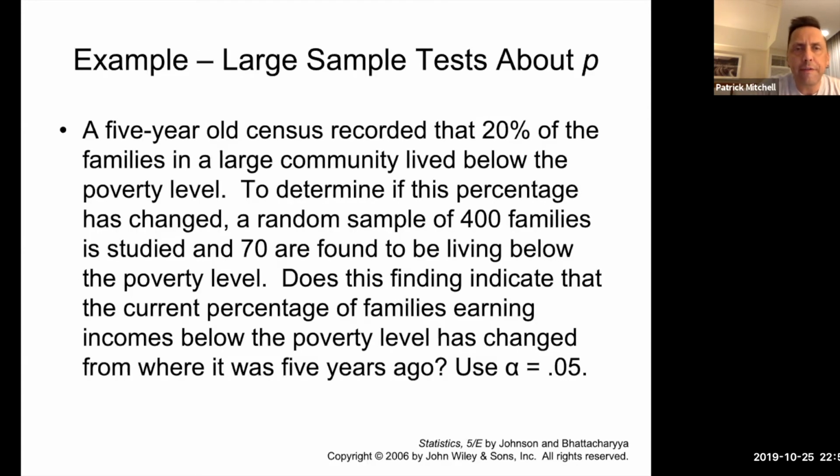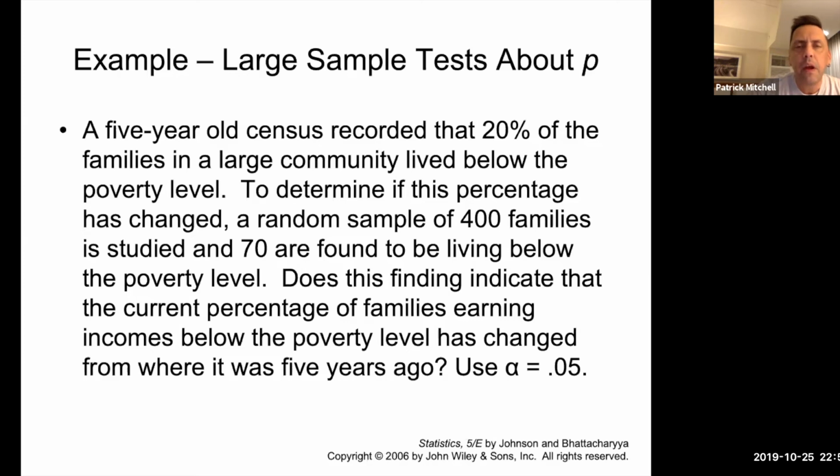So this one says a 5-year-old census recorded that 20% of the families in a large community live below the poverty level. To determine if this percentage has changed, a random sample of 400 families is studied and 70 are found to be living below the poverty level. Does this finding indicate that the current percentage of families earning incomes below the poverty level has changed from where it was 5 years ago? And as usual, they're giving me the value of alpha.